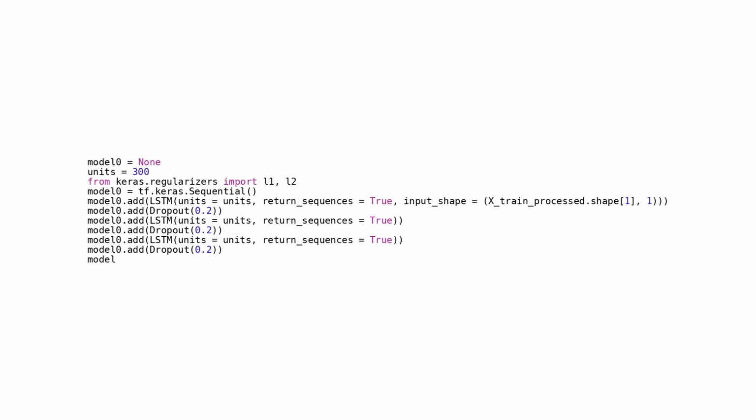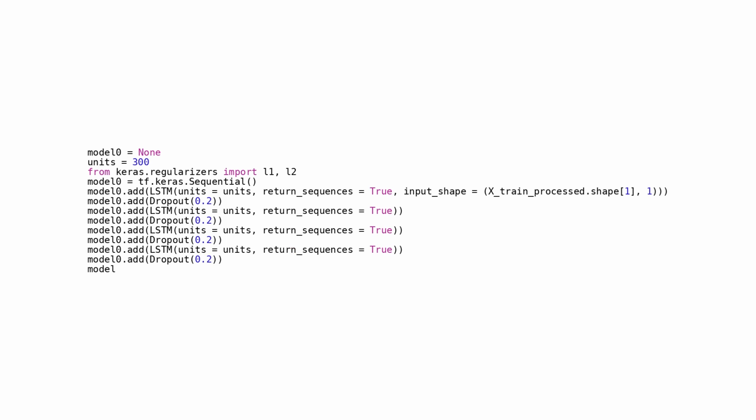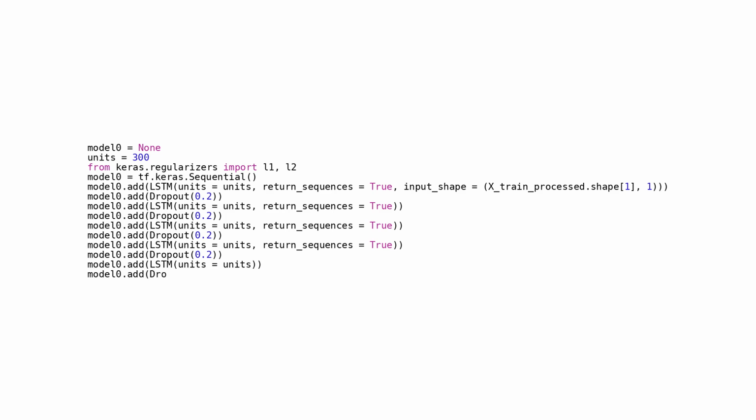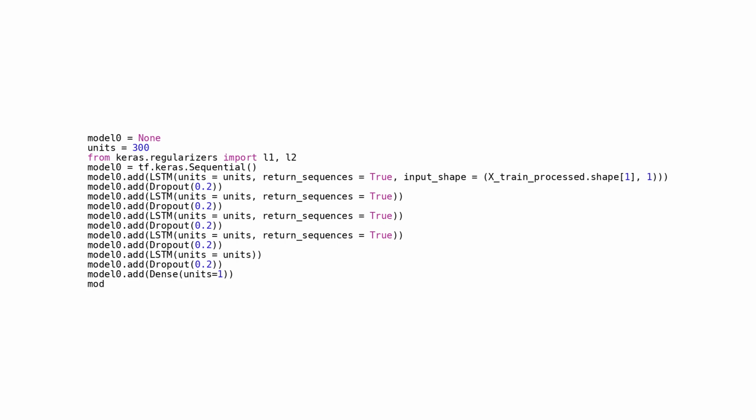In the model, you can add LSTM layers with a specified number of units or neurons in each layer. By setting return_sequences equals true, you configure these LSTM layers to output sequences of values rather than just single values. To prevent overfitting, dropout layers with a dropout rate of 0.2 are included after each LSTM layer. A dense layer with just one unit has been included as the output layer.